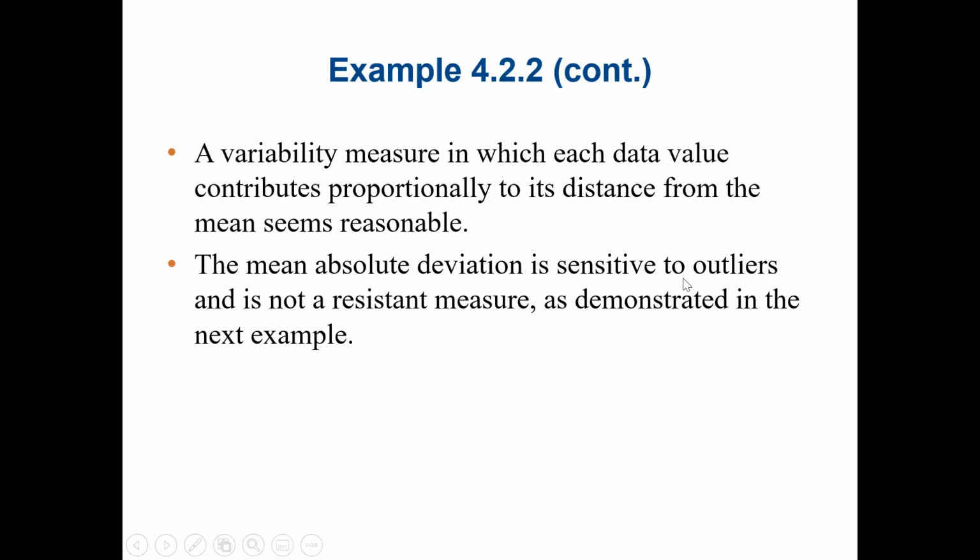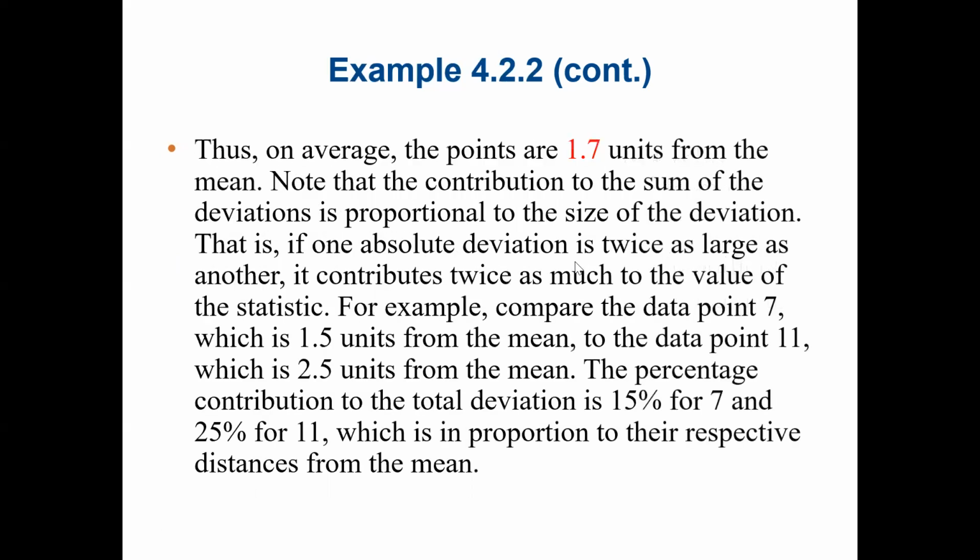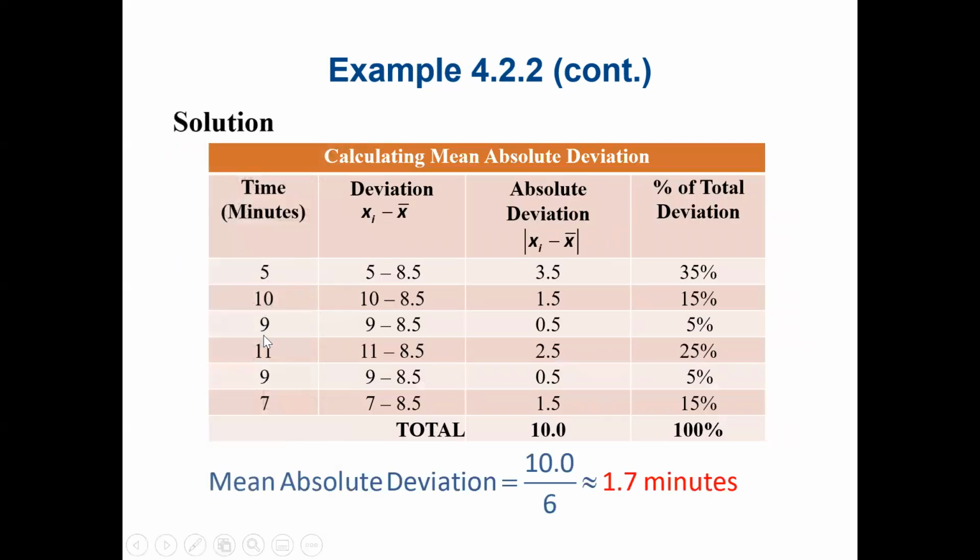And as we mentioned in the previous lectures, an outlier means a very small value compared to the rest of the values, or a very large value compared to the rest of the values. So for example, if we look at our data set here, we have 5, 10, 9, 11, 9, 7. Now, an outlier can be 100 minutes or 200. 200 is too large compared to the rest of the values here. Or we may have a very small value, 0.011 minutes, which is too small compared to the minimum of 5.